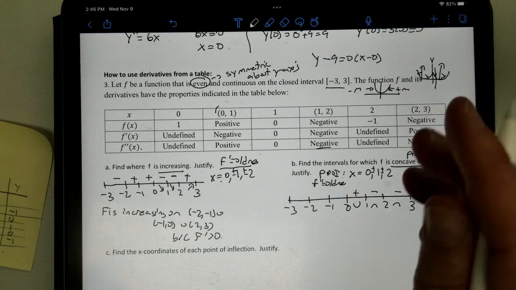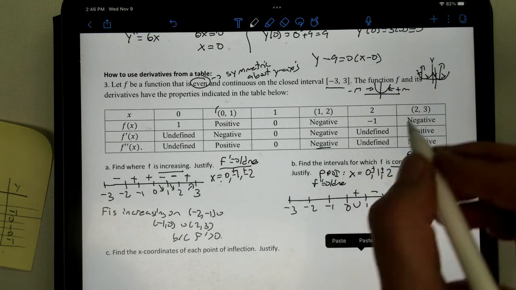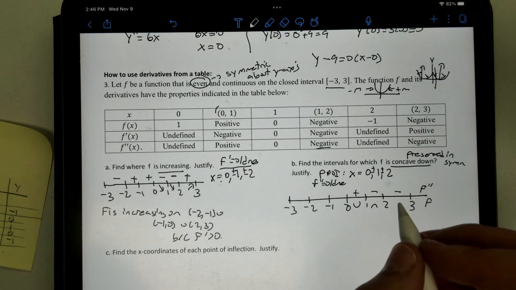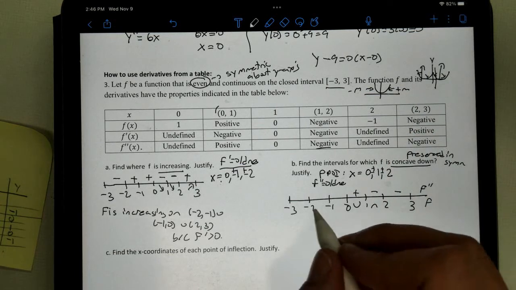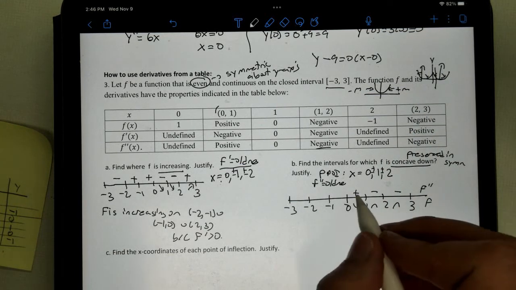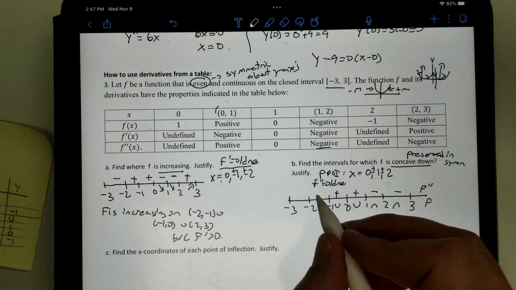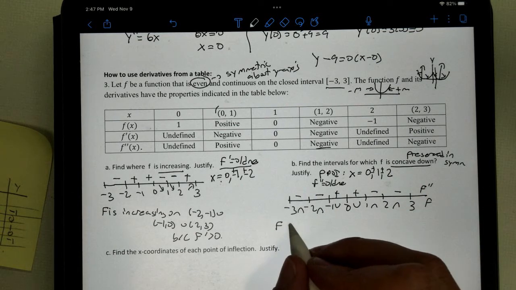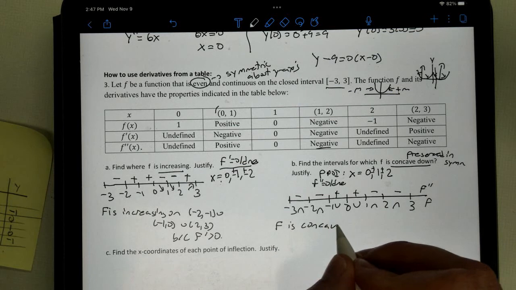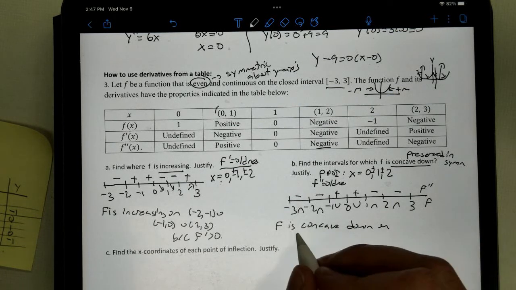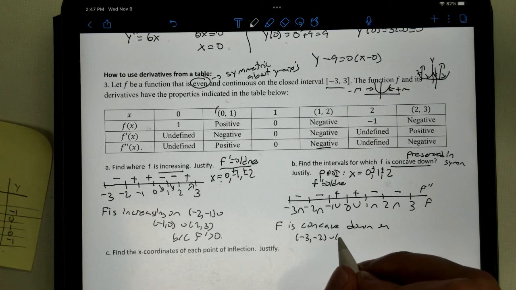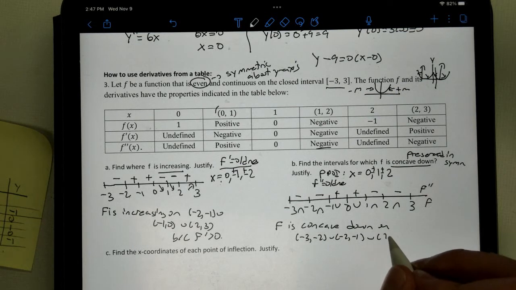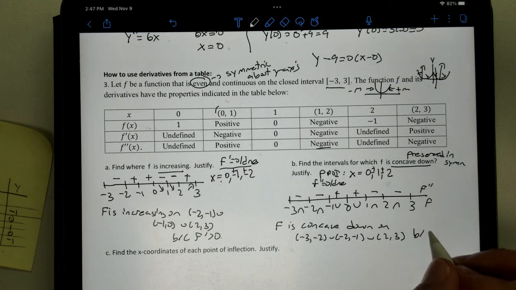We can see that in the graph up here in our little example. So if one side's concave up, the other side's going to be concave up. Right there. So that was concave down. So this is going to be positive, so concave up, negative, concave down, negative, concave down. So we can say that f is concave down on the following: -3 to -2, or -2 to -1, or 2 to 3, and that is because the second derivative is less than 0.